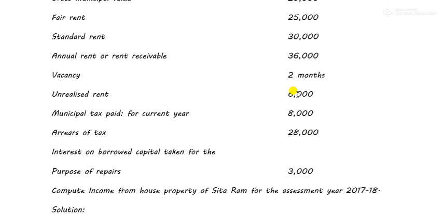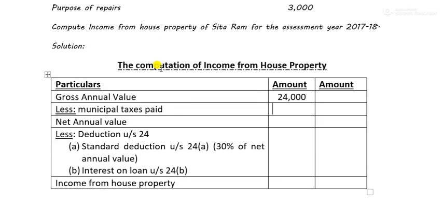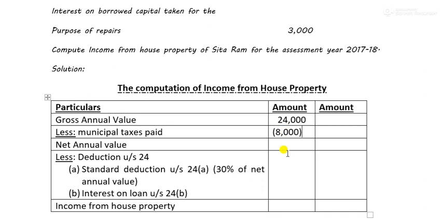36,000, right? Whoever thought 36,000 is very, very wrong. What did I say? Municipal tax is only to be deducted on payment basis. Whatever tax you will pay to the government, that will be deducted. Some of you have forgotten. I am 100% sure. So the municipal tax that will be deducted will be only 8,000, not 28,000, not 36,000. The arrears of tax will be deducted when they will be paid, not before that. So the net annual value is 16,000.